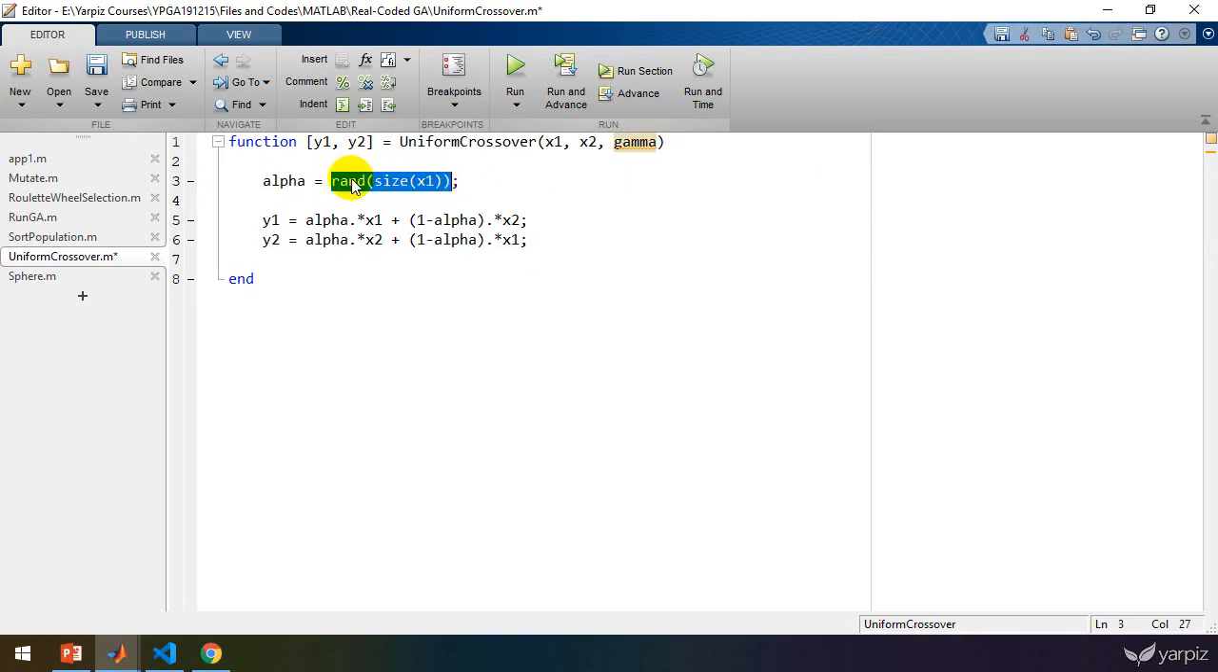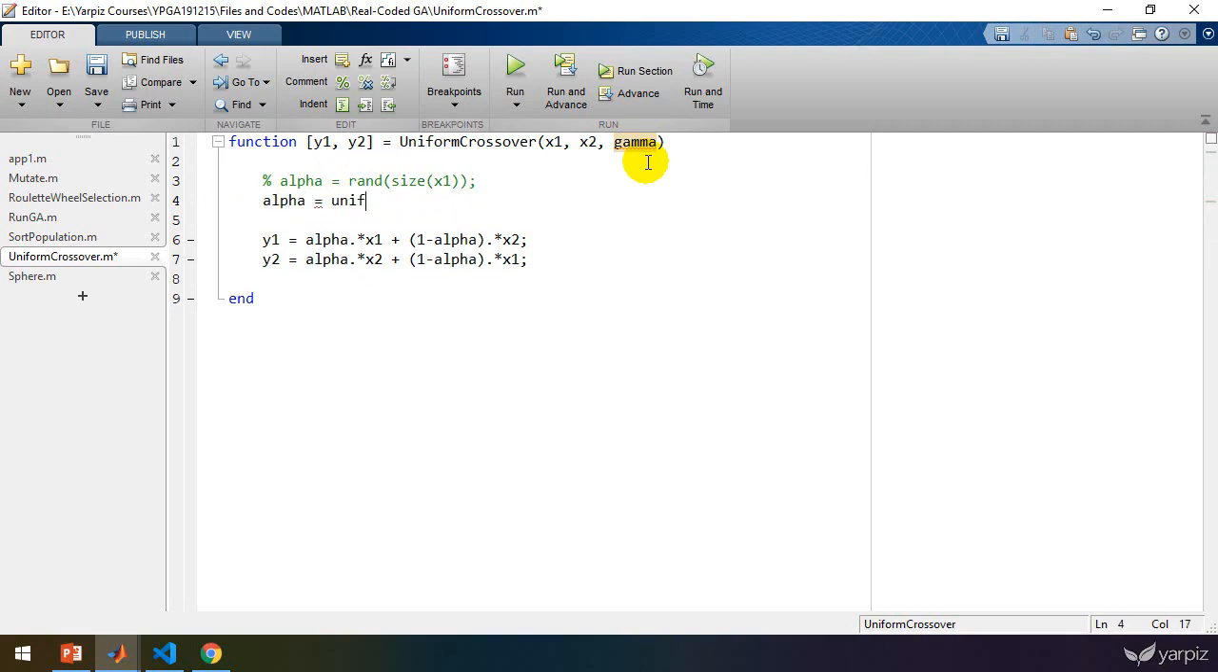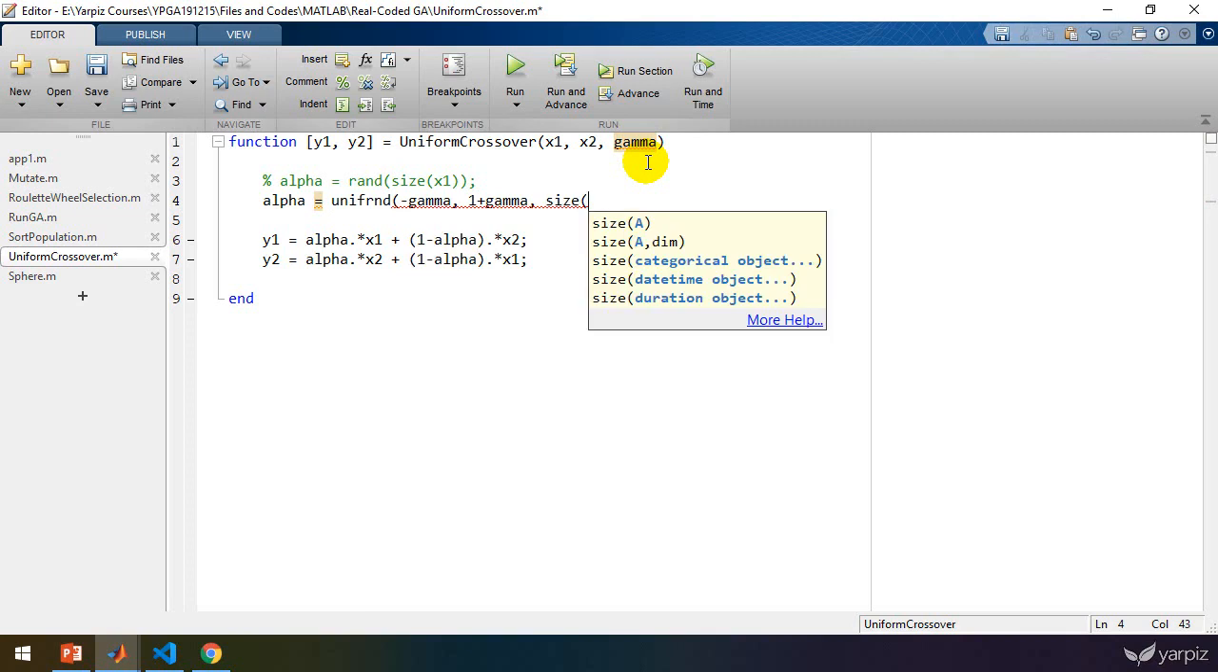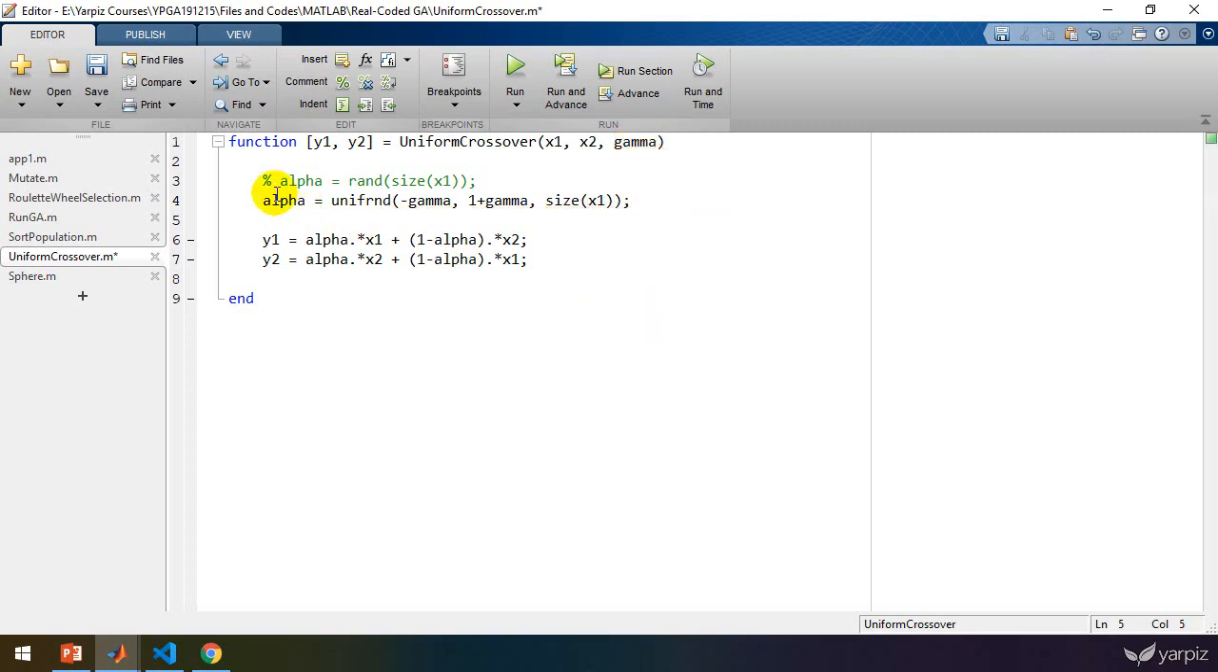And I'm going to use another number instead of this. I'm going to use alpha equal to unifrnd from negative gamma to 1 plus gamma, with the size of x1. I commented this to make it possible to return to the previous version, and this helps the exploration of the algorithm to be improved.